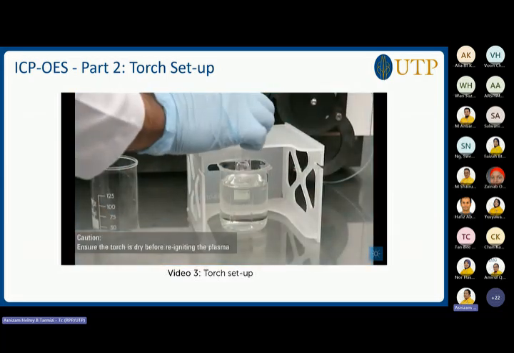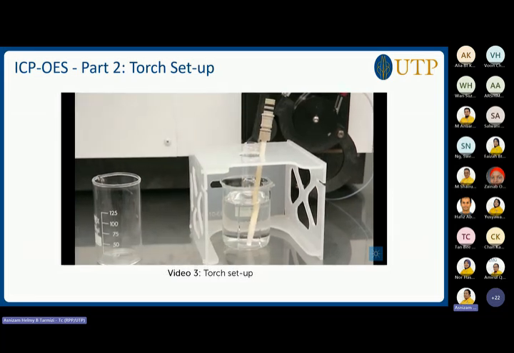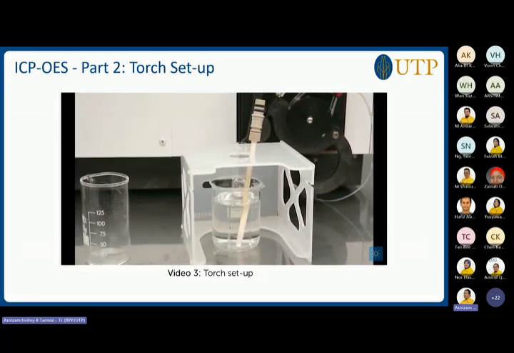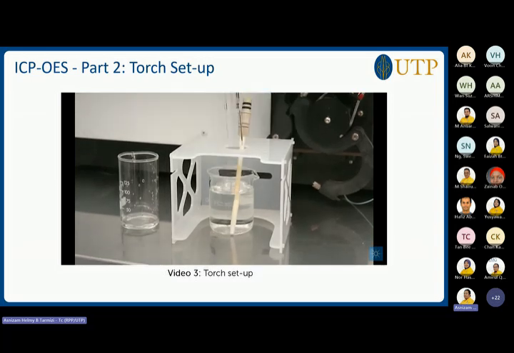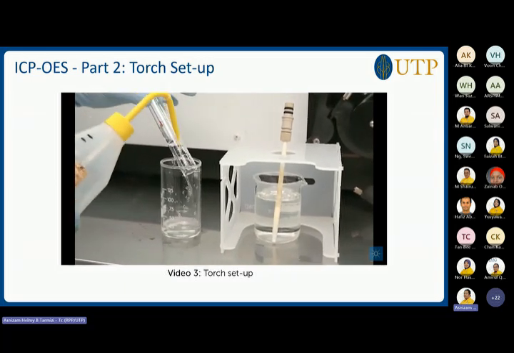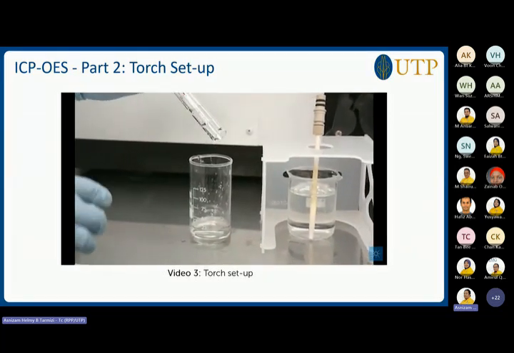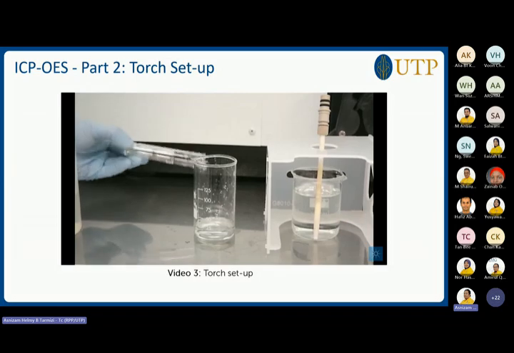Immerse the torch glassware and injector tube into 5% nitric acid solution. An ultrasonic bath may be used with care. After soaking, thoroughly flush the torch components with deionized water. Allow to dry before reassembly. If deposits persist after cleaning, soak again using a higher acid concentration.